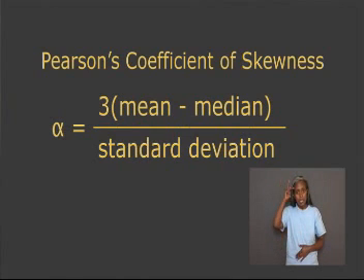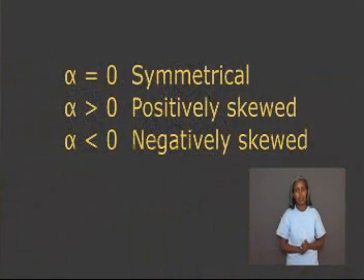Pearson's coefficient is obtained by expressing the difference between the mean and the median relative to the standard deviation. It is usually denoted by the alpha symbol. If the mean and the median are the same, the frequency curve will be symmetrical. Using Pearson's coefficient of skewness, when alpha equals 0, the distribution is symmetrical.